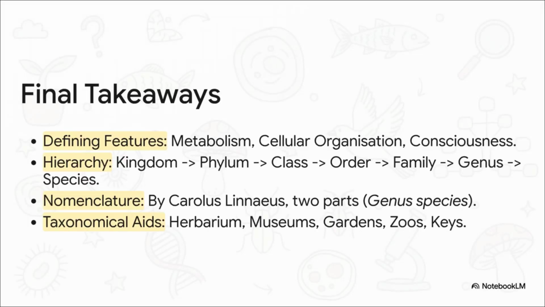Okay, lightning round. Let's nail down the absolute must-knows from this chapter. The three defining features of life: metabolism, cellular organization, consciousness. The hierarchy: kingdom, phylum, class, order, family, genus, species. The naming system: binomial nomenclature, from Carolus Linnaeus. And the taxonomist toolkit: herbaria, museums, botanical gardens, zoos, and keys. That's the chapter in a nutshell.